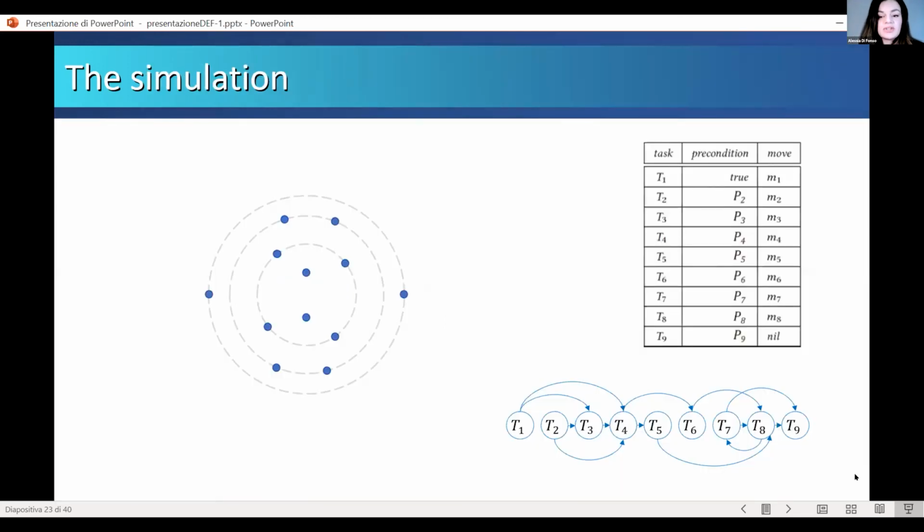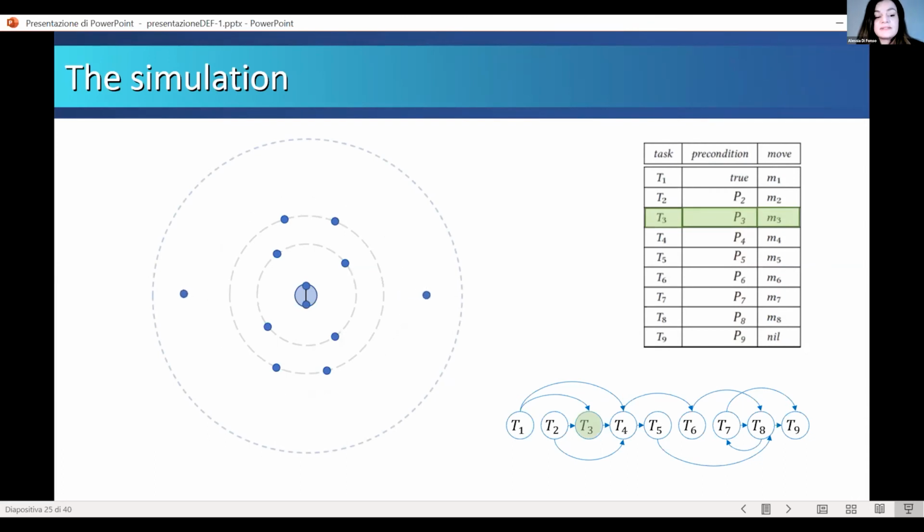Here we see a simulation of the algorithm. The robots evaluate all the preconditions from the bottom up until they find one that is true. The design of the preconditions is hard because preconditions must be valid during the movements of the robots and until the task is completed. Now we see the robots start to move from the center in order to make space for the matter.